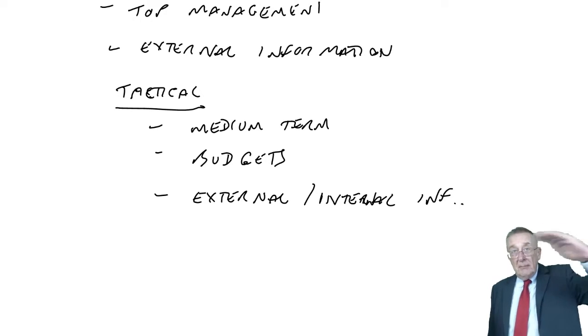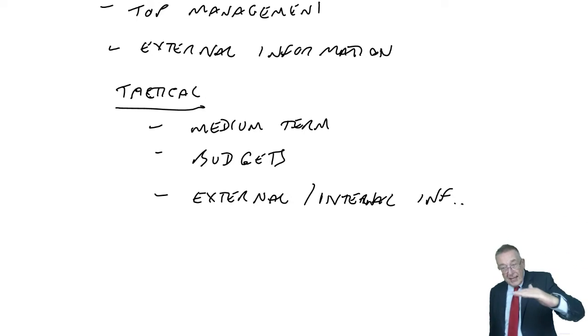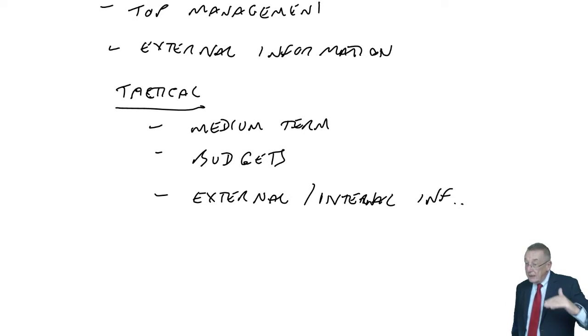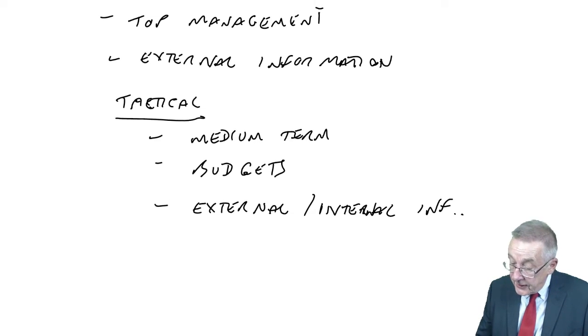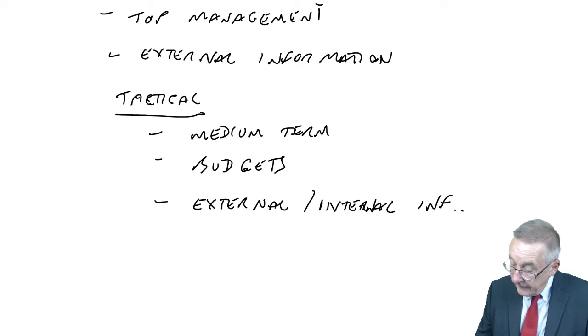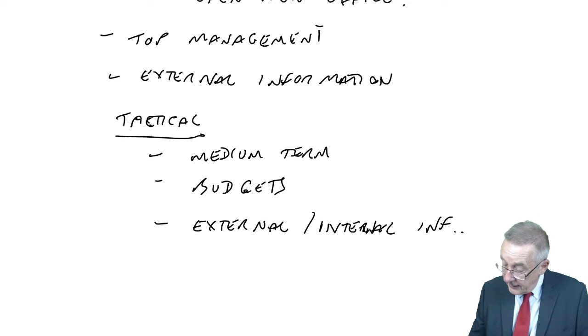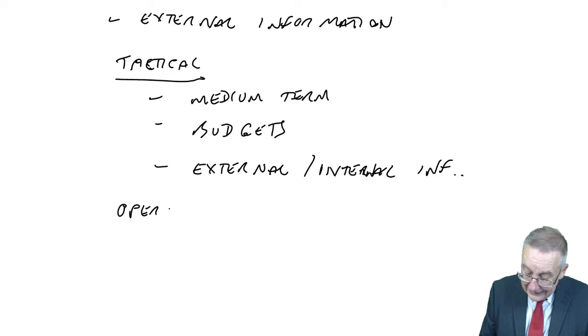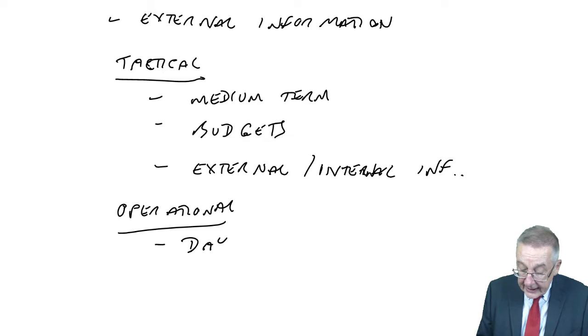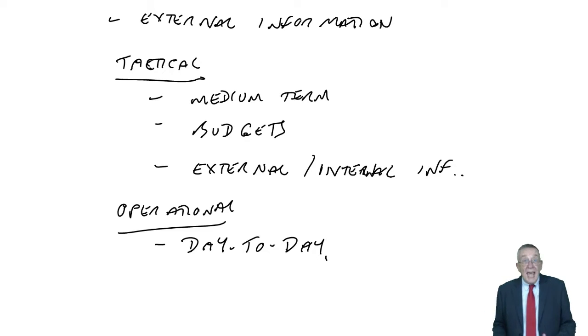And so strategic, that's the long-term decision. Having made that decision, let's start planning in more detail, tactical. And having done those plans, having got our budgets and so on for next year, then we can move on to what we call the operational, which is more the day-to-day running of the business, the day-to-day decision making.